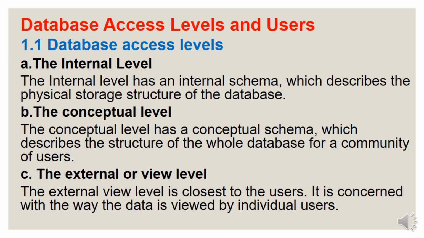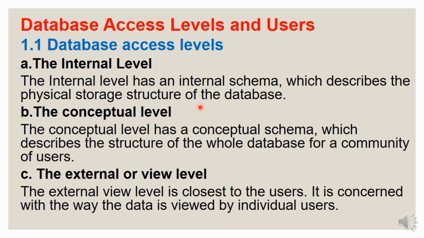What are database access levels? There are three types of database access levels, including internal level, conceptual level, and external level. So what is internal level? Internal level describes the complete details of data storage and the access paths for the database. Remember that a database is a file which is a set of related tables into which data is organized. So there is a computer storage device storing this file. So internal level consists of the database physical storage device structure.